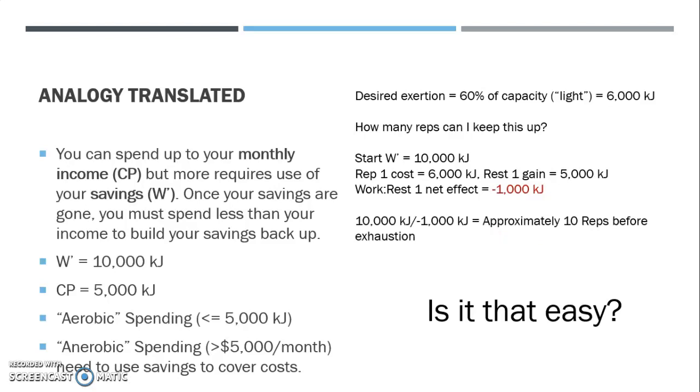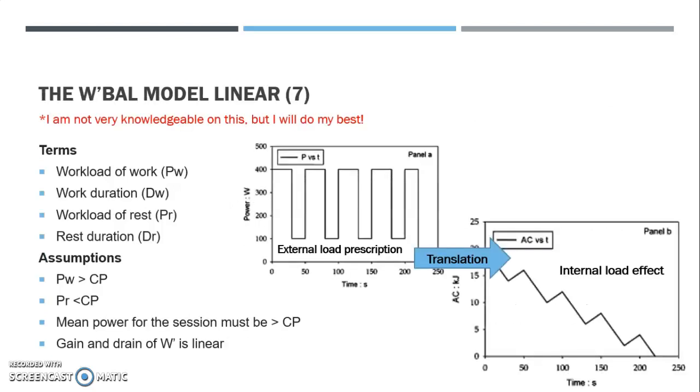Is it that easy? That seems like super easy to predict performance. Unfortunately, it's not. So basically, the whole point of everything we're talking about is to take an external load prescription, like wattage or speed or whatever, and then try to estimate what's happening inside the body, right? Try to estimate how much work this person can do, because the limitation is always going to be inside the body.